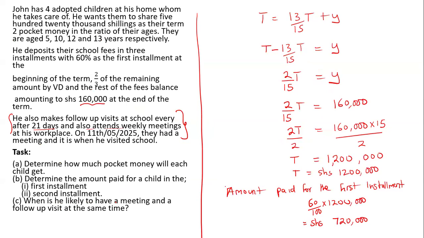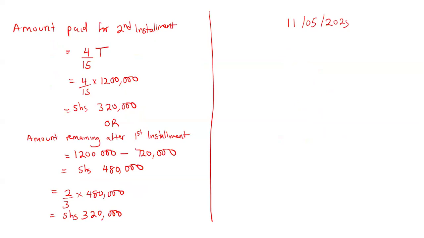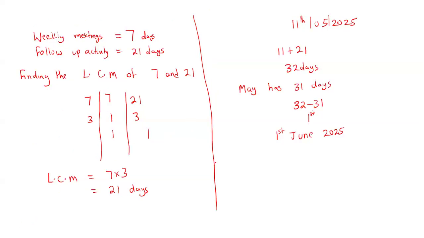But you have to respond to the task. When is he likely to have a meeting and a follow-up visit at the same time? Then you will say he will have both the meeting and the follow-up visit after 21 days on the 1st of June 2025. That's how you respond.